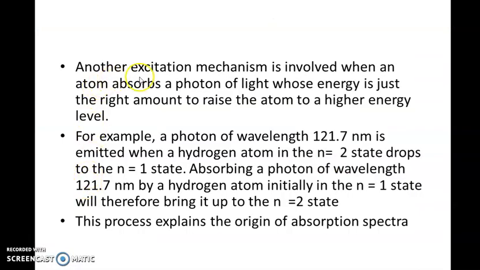So the second excitation mechanism is excitation by absorption of a photon. When the atom absorbs a photon of light whose energy is just equal to the energy difference between two levels, then the electron will go to the higher energy level. For example, a photon of wavelength 121.7 nanometer is emitted when a hydrogen atom in the n equal to 2 state drops to the n equal to 1 state.